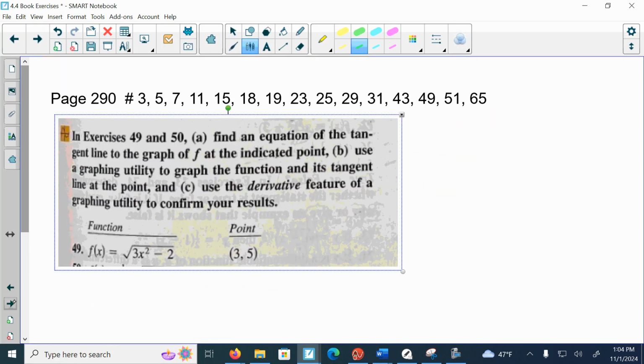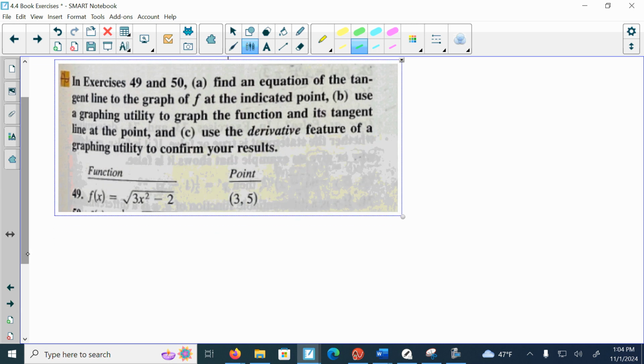In exercise 49, find the equation of the tangent line to the graph at the indicated point. Use a graphing utility to graph the function and its tangent line at the point, and use the derivative feature of your graphing utility to confirm your result. Let's go. So my u is going to be 3x squared minus 2.